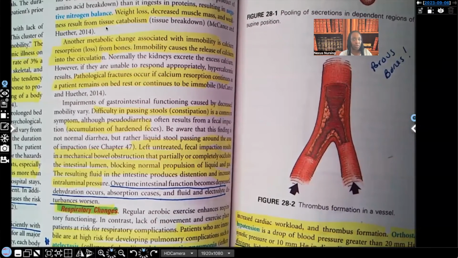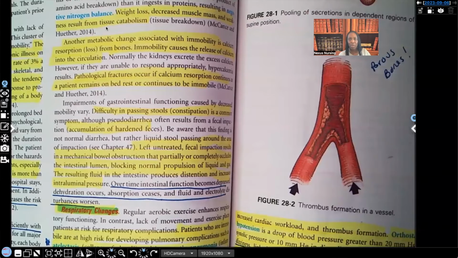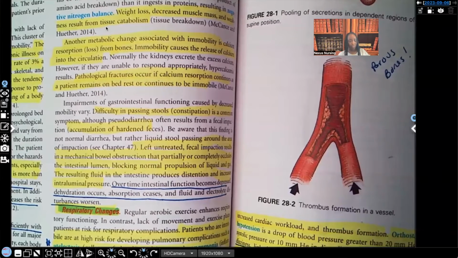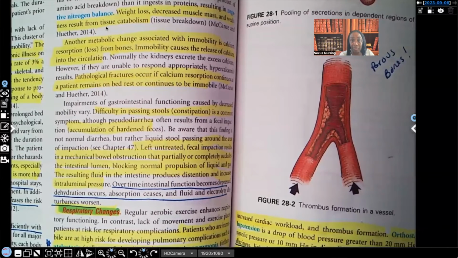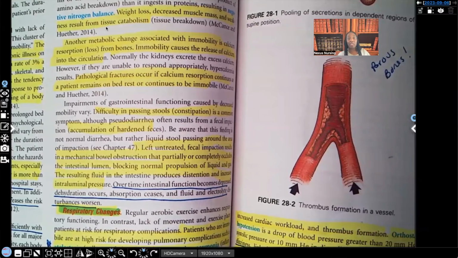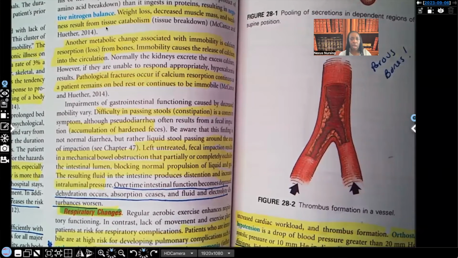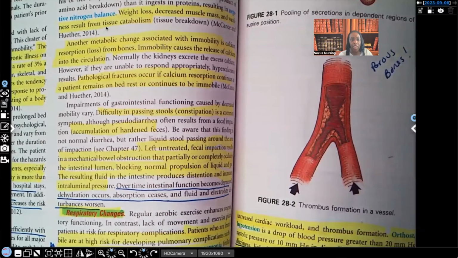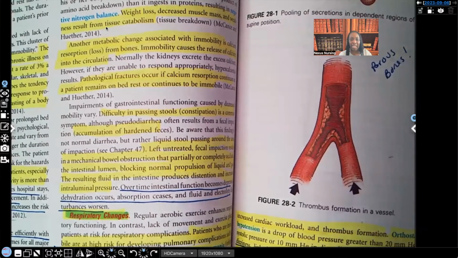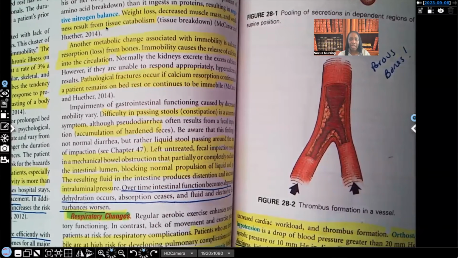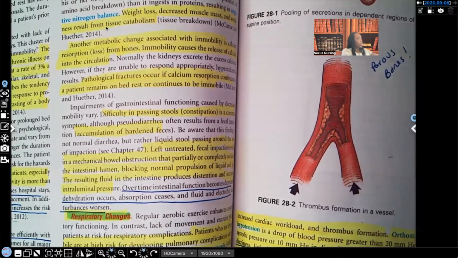So now we're dealing with a patient whose muscles are weak, whose bones are weak, who is dealing with constipation, possible fecal impaction, possible dehydration, and fluid and electrolyte imbalances. Let's look at respiratory changes.